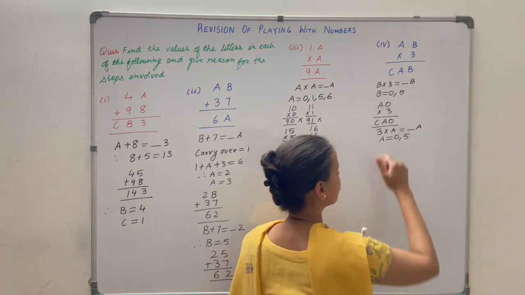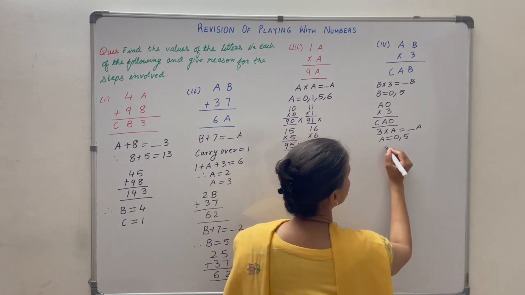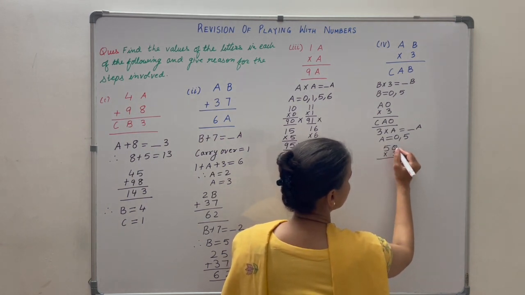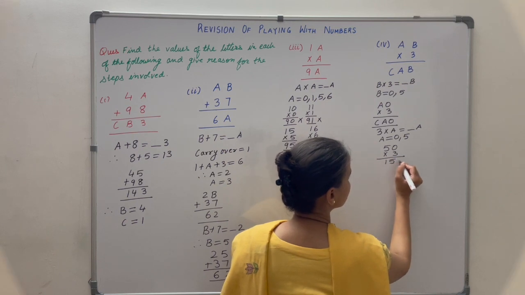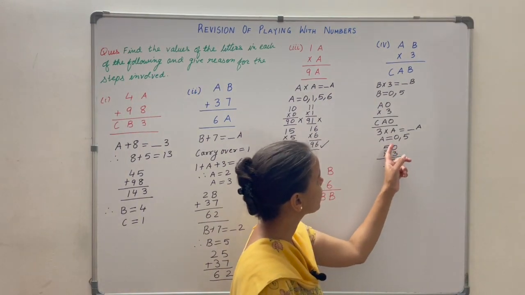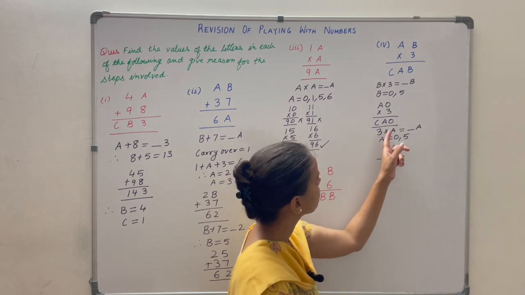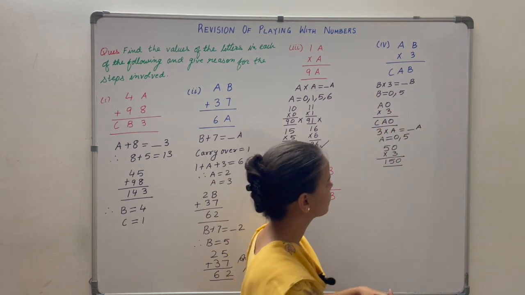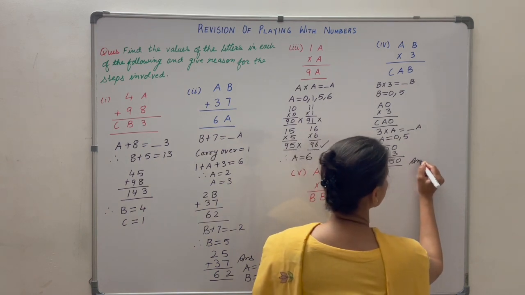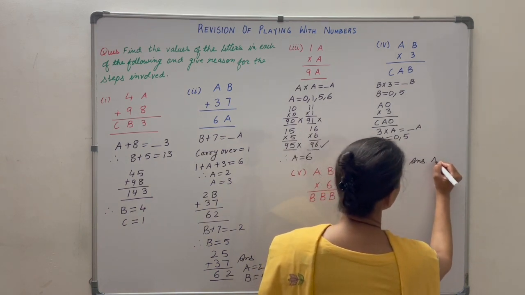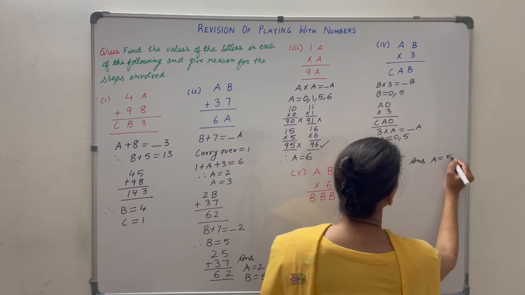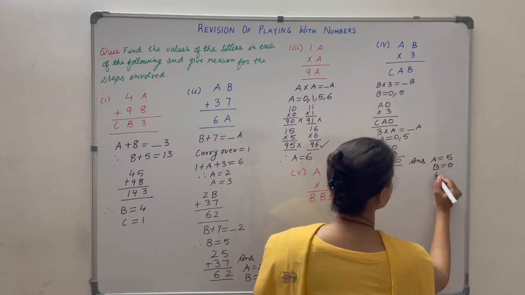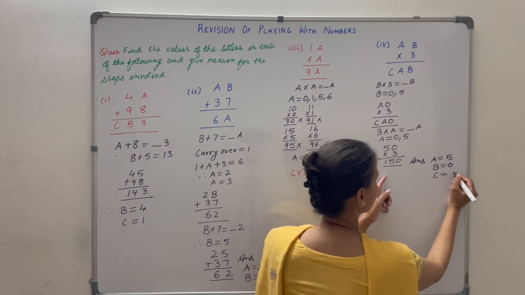So let us put the value of A as 5 here. So you get 50 into 3. So what do you get here? 150. Therefore, the value of A is 5, B is 0 and C is 1. So let us write down. Answer is the value of A is 5, B is 0 and C is 1.